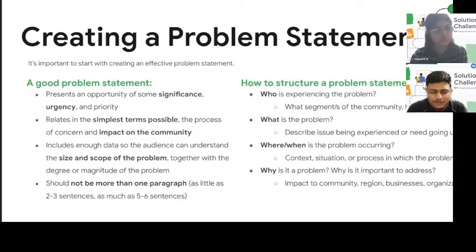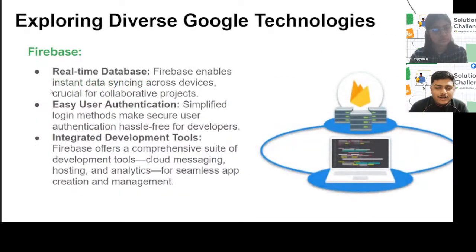And one addition I would like to make, that if we add the Google technologies that we have used in our problem statement, then it would be a cherry on the cake for the Google Solution Challenge, right? Now I will tell you about various Google technologies that will be helpful for you guys, right? So moving with my personal favorite, Firebase.